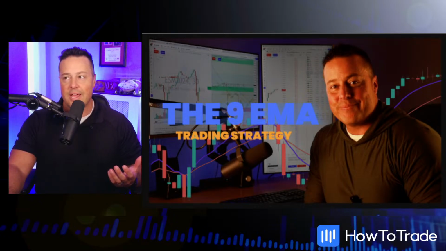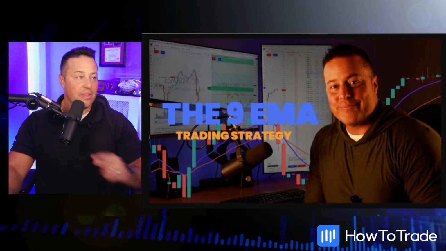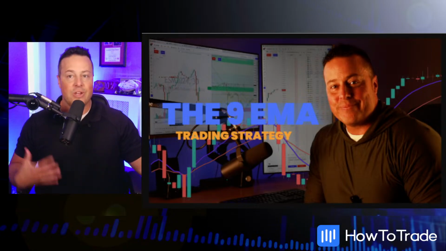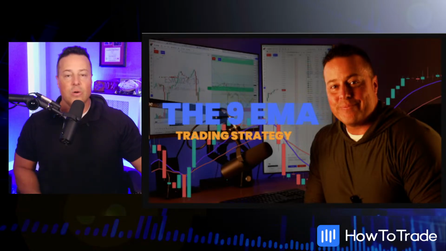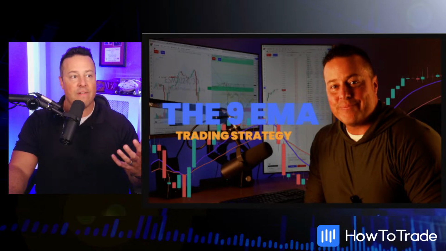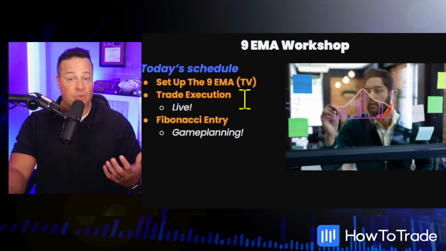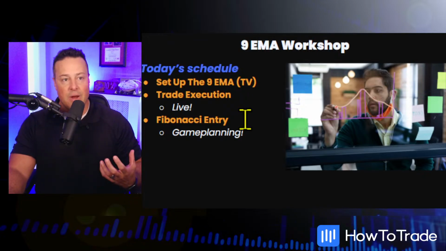You have to understand that when it comes to trading any strategy, you have to know when to trade it. So the 9 EMA trading strategy, we're going to be focused on active markets. Now, we're also going to incorporate a couple other things to really sway things in our favor. What we're going to look at here today is I'm going to get you set up on the 9 EMA on TradingView. Then we're going to do some trade executions, and then we're going to talk Fibonacci entries.